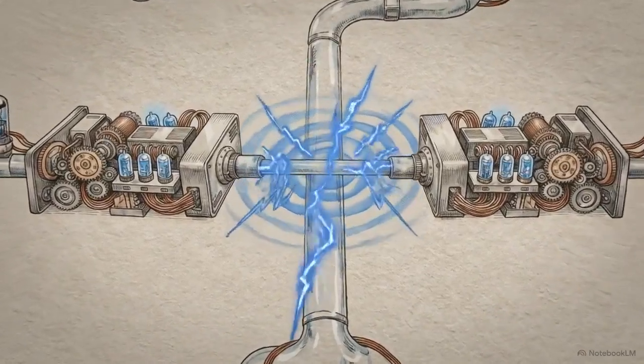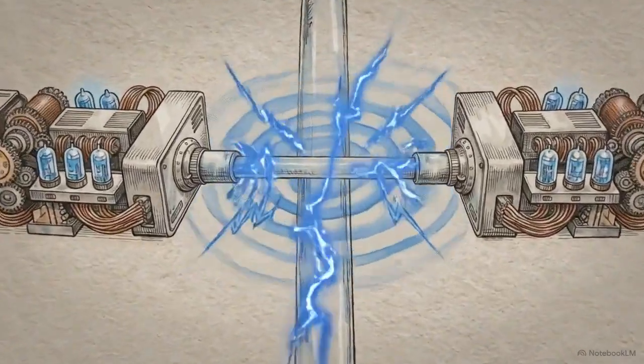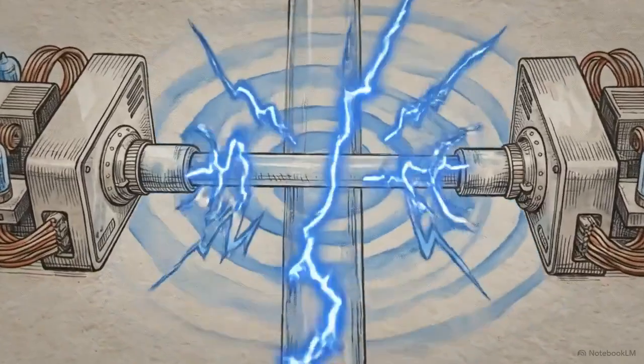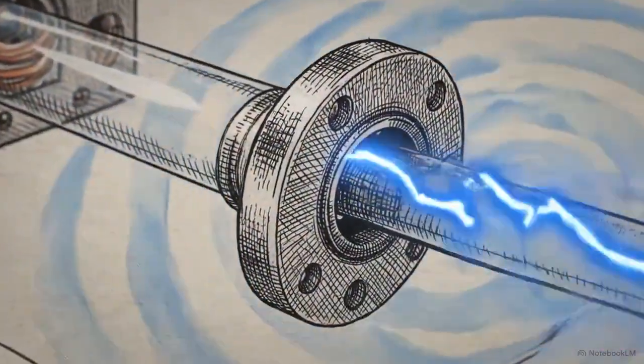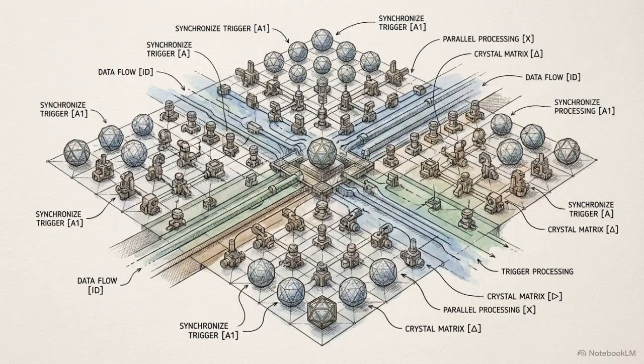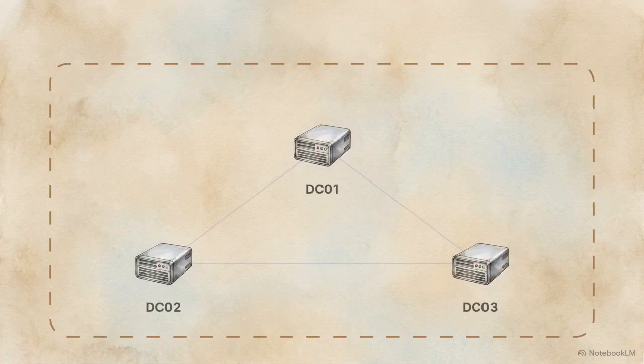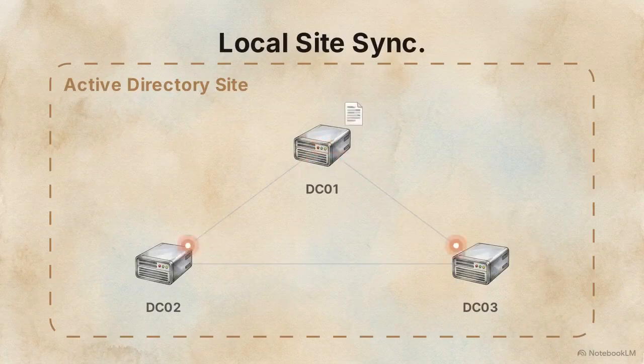Deep inside any enterprise network, domain controllers exist in a state of constant synchronization, trading directory updates across localized network links to ensure every server has the exact same map of the organization. The mechanism driving this synchronization is called an intrasite change notification. Intrasite refers to servers located within the same physical Active Directory site.